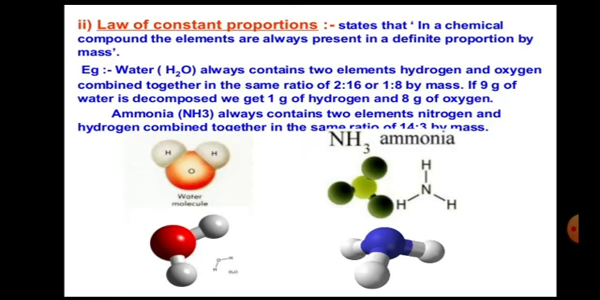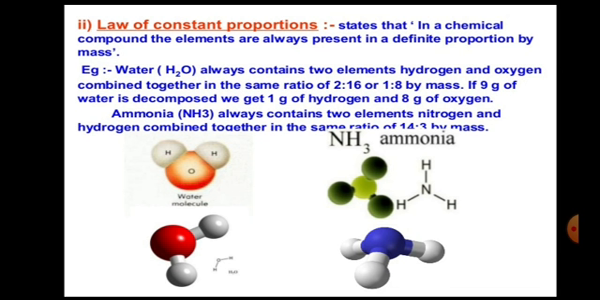The law of constant proportion states that in a chemical compound, the elements are always present in a definite proportion by mass. It means in any chemical compound, the elements are in a constant proportion by mass. For example, water, whose molecular formula is H2O, always contains two atoms of hydrogen and one atom of oxygen combined together in the ratio of 2:16, or 1:8 by mass. If 9 gram of water is decomposed, we get 1 gram of hydrogen and 8 gram of oxygen.